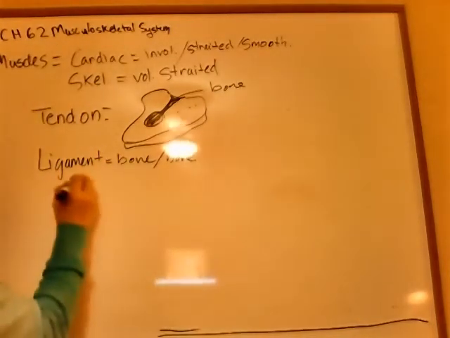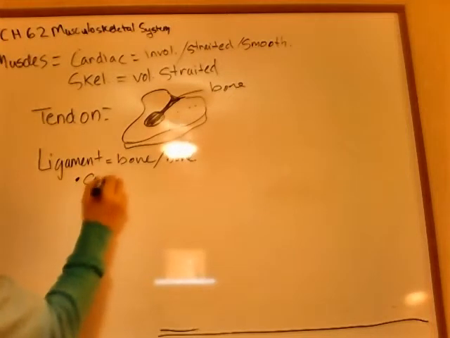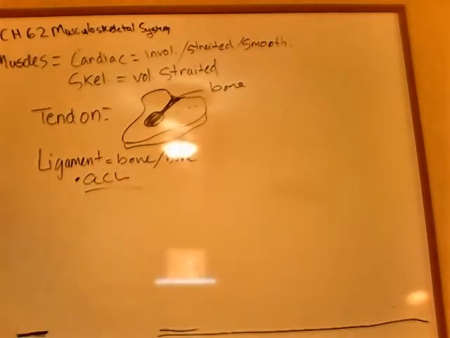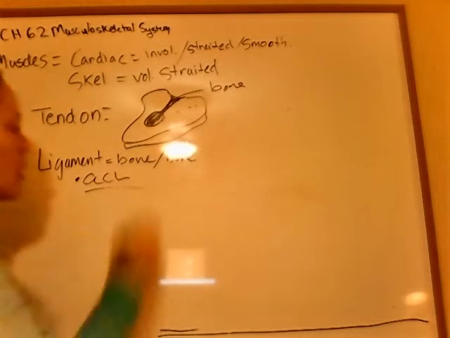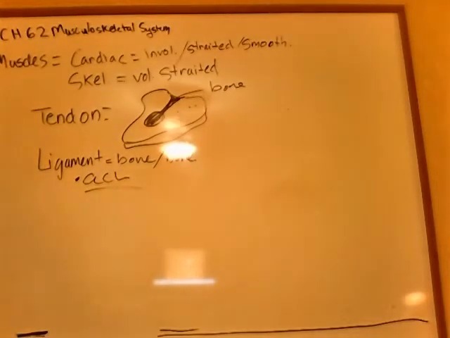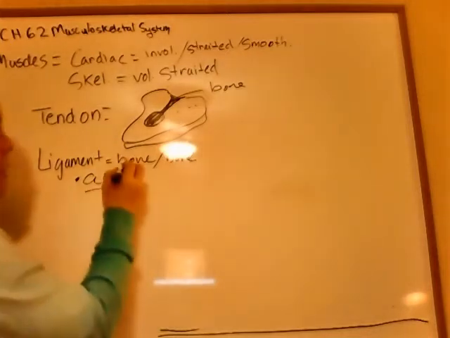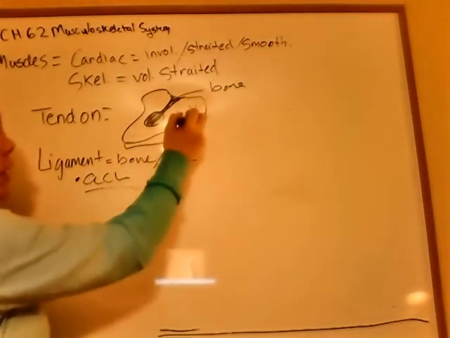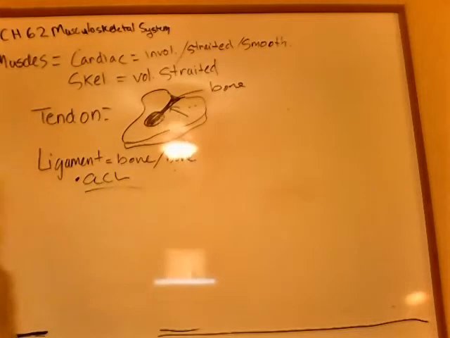One that is familiar to many people is your ACL, which is a ligament attaching your femur to the lower part of the leg, to the tibia. But anyways, ligaments are just attaching bone to bone. Tendons attach muscle to bone. So that's how I remember that one. And again, ligaments and tendons are very avascular. If they have blood flow, it's going to be very little.